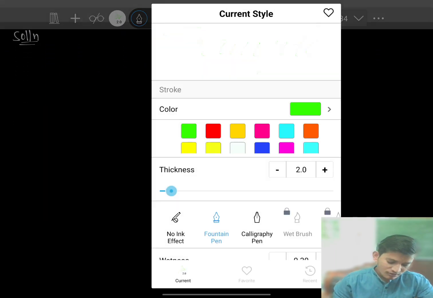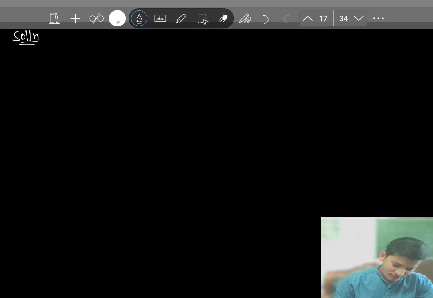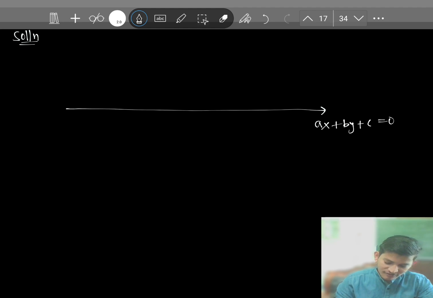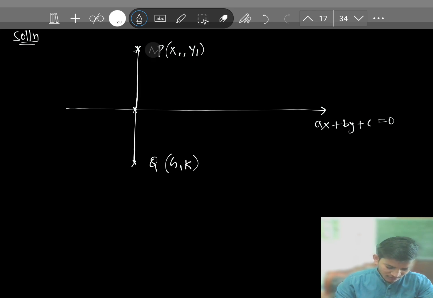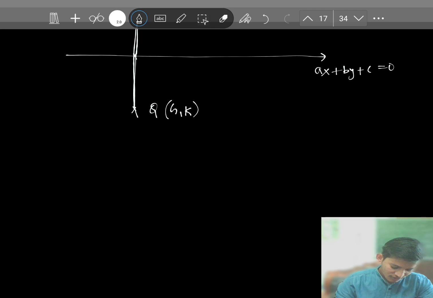So when it comes to the image of a point with respect to the straight line, let me mention a straight line which is acting like a mirror. Let me write ax plus by plus c equals to 0 as a straight line, and we are supposed to find the image of P of x1 comma y1 with respect to the straight line ax plus by plus c equals to 0. Let's say the position of the image is given by h comma k. This is the line joining PQ.